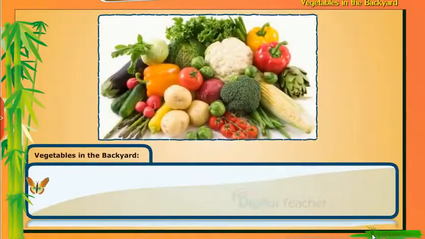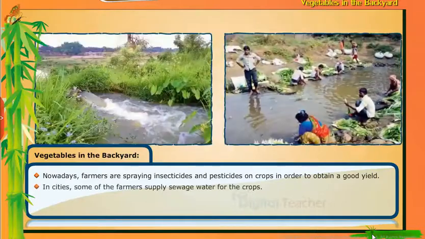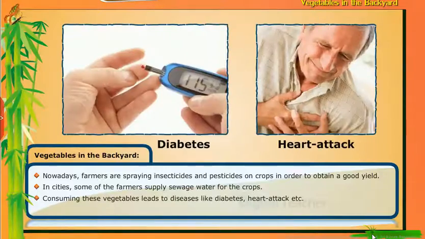Here, let us know the differences between the vegetables cultivated in the backyard of our houses and the vegetables purchased from the market. Nowadays, farmers are spraying insecticides and pesticides on crops in order to obtain a good yield. In cities, some of the farmers supply sewage water for the crops. Consuming these vegetables leads to diseases like diabetes, heart attack, etc.